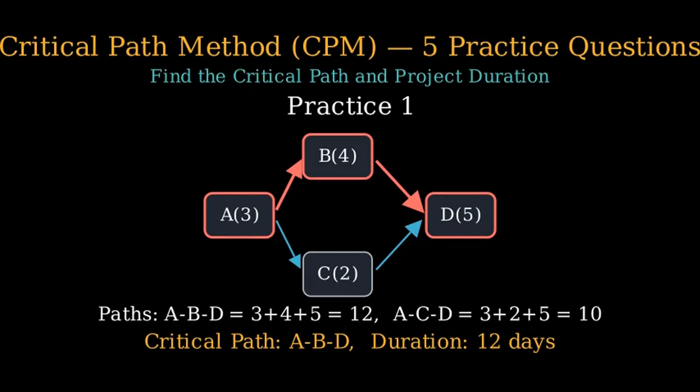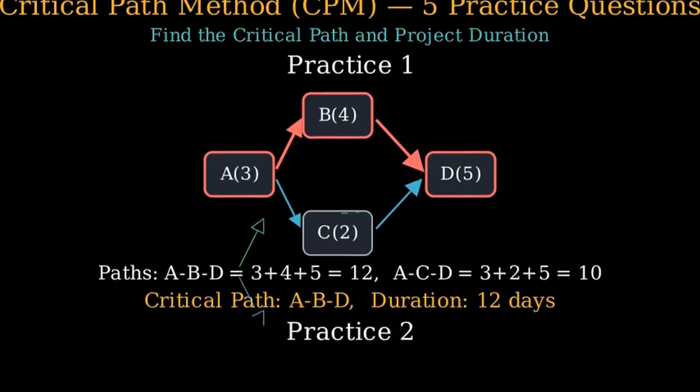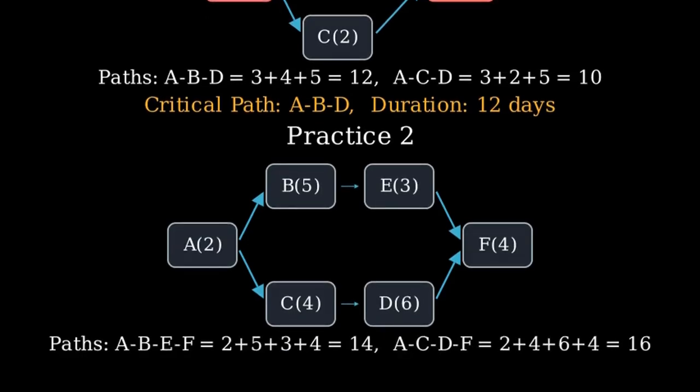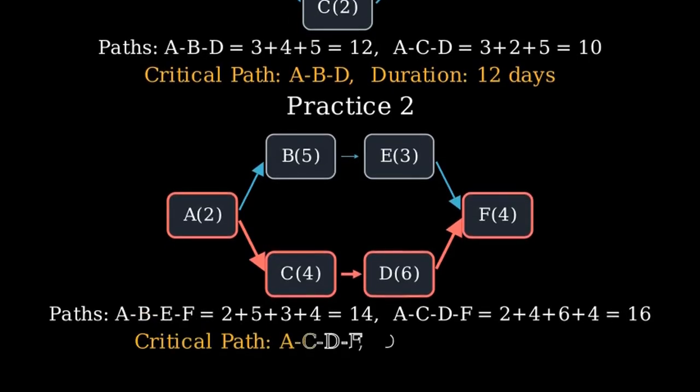Practice 2. Activities and durations in days. A equals 2, B equals 5, C equals 4, D equals 6, E equals 3, F equals 4. Dependencies. A to B, A to C, B to E, C to D, and both D and E to F. Draw the network. We compare 2 main routes to the finish, A-B-E-F and A-C-D-F. Highlight the critical path and state the duration. Answer. The critical path is A to C to D to F with duration 16 days.